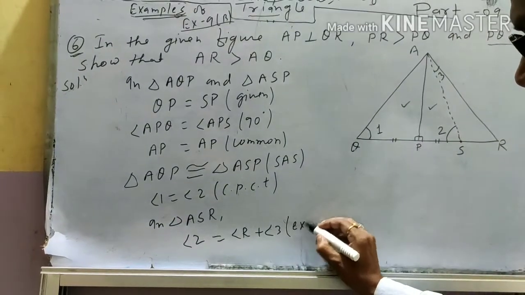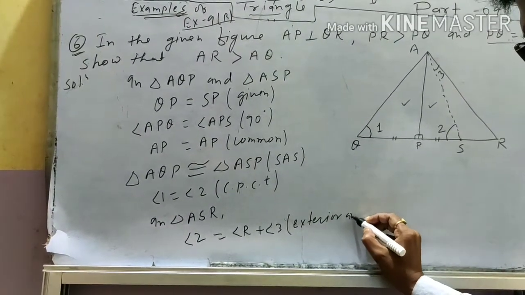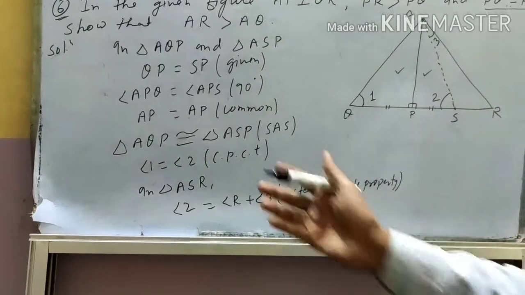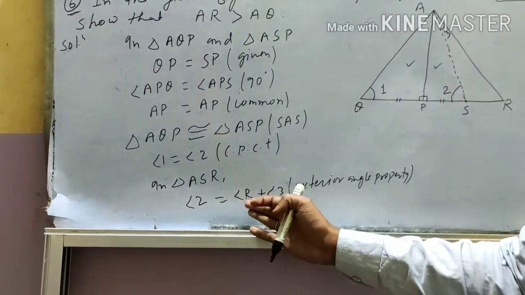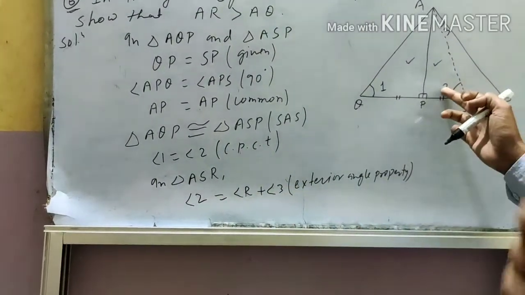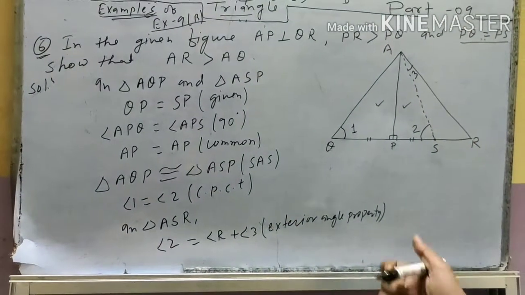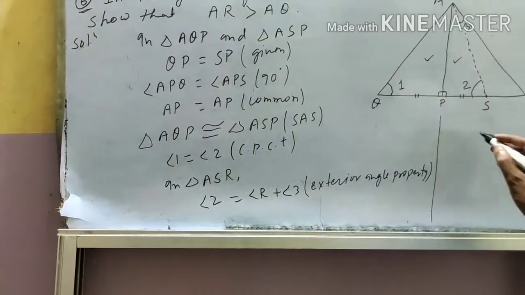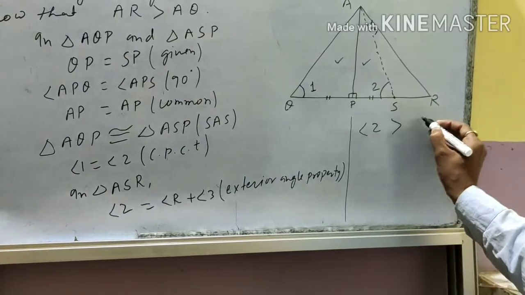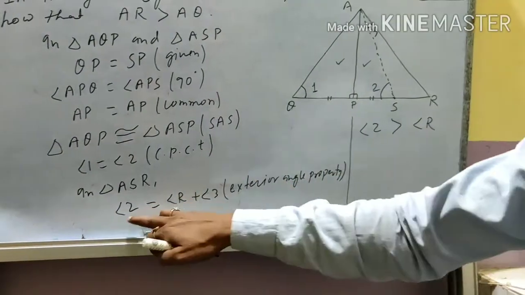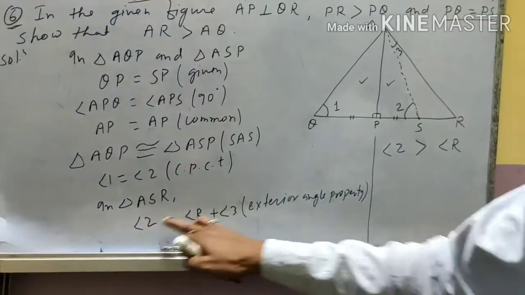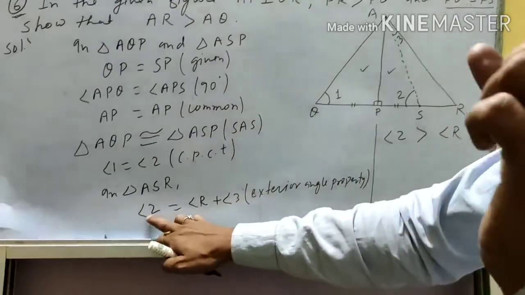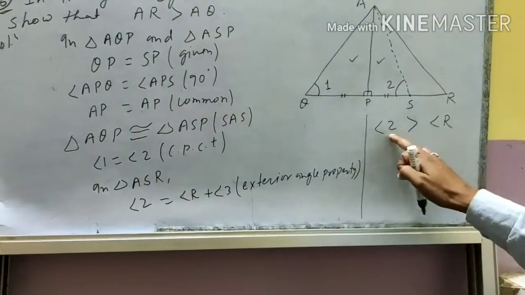We can write here exterior angle property. By exterior angle property, angle 2 is equal to angle R plus angle 3. That means exterior angle is equal to the sum of two opposite interior angles. So here, student, angle 2 is greater than angle R, as well as angle 2 is greater than angle 3. But whatever you need, you just take that point. So angle 2 is greater than angle R.